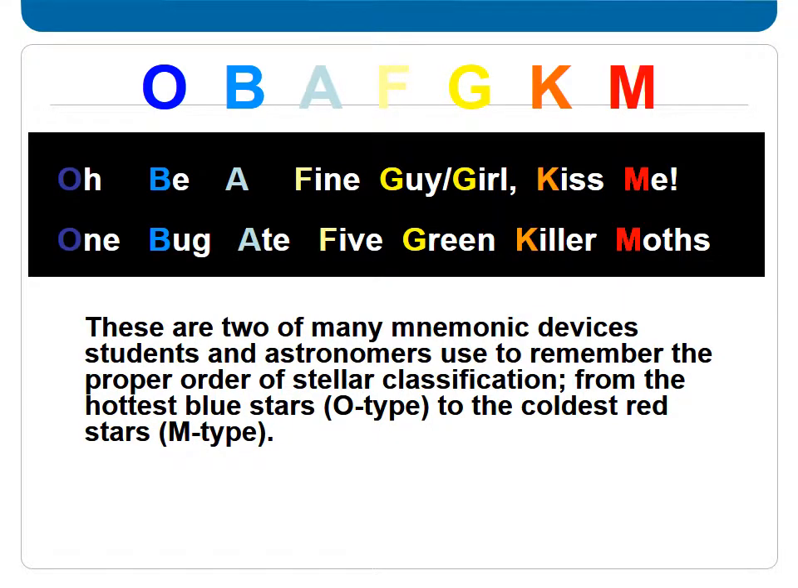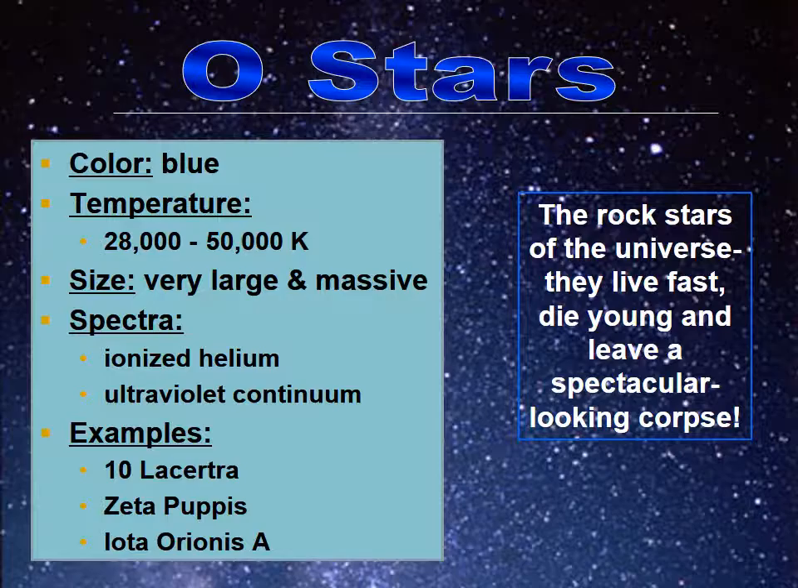These are 2 of many mnemonic devices students and astronomers use to remember the proper order of stellar classification, from the hottest blue stars, O-type, to the coldest red stars, M-type. O stars are the most massive, hottest, and brightest stars. These rock stars of the universe live fast, die young, and leave a spectacular-looking corpse when they supernova.